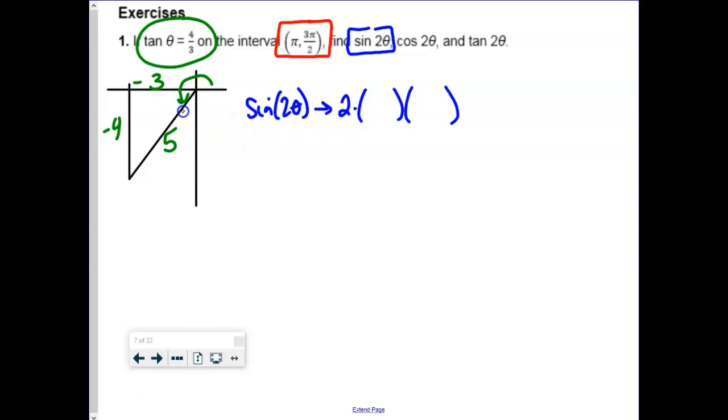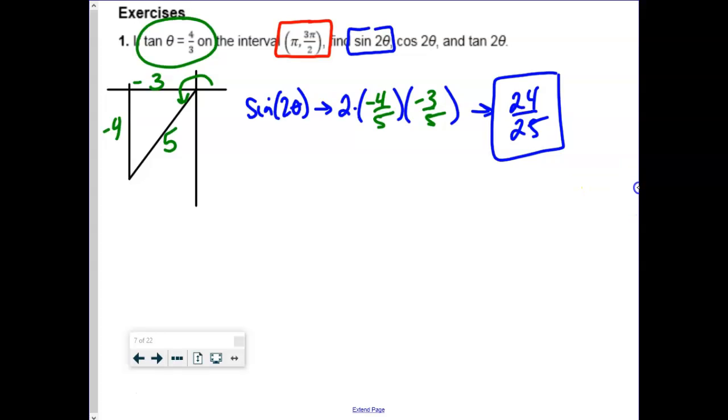So the sine ratio in this original triangle was what? Negative 4 over 5? And the cosine ratio for that original triangle was negative 3 over 5. So see the math working out to a positive value here. You end up with 24 over 25.